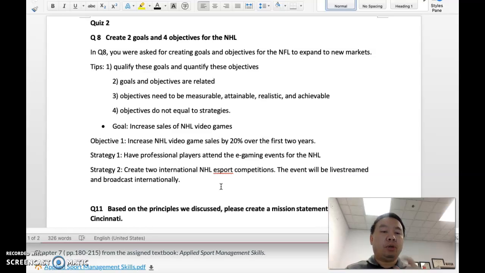And also make sure the goal and the objective you create are really related, right? Basically, provide more in-depth explanations about the goal you create. Okay, this is about question number A. Any questions, please feel free to email me and let me know if you still don't understand the differences between goal and objective, or cannot really differentiate objectives and strategies.